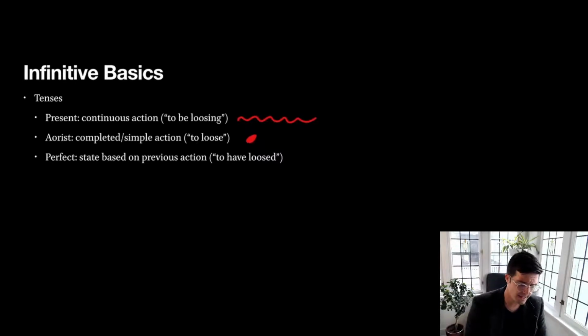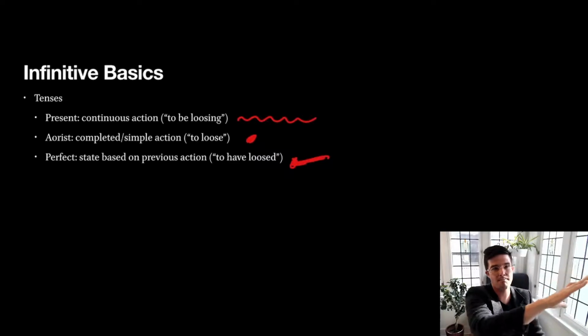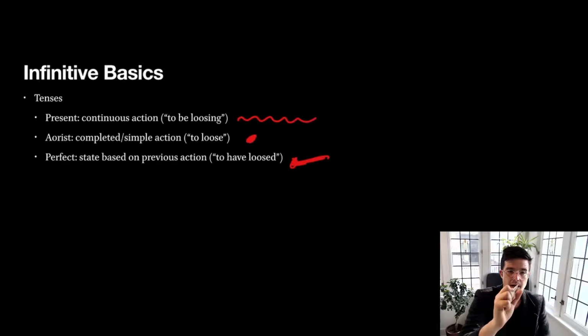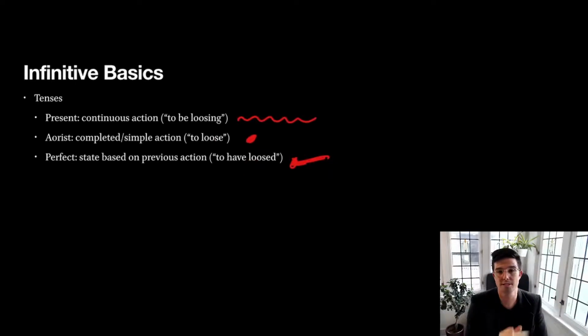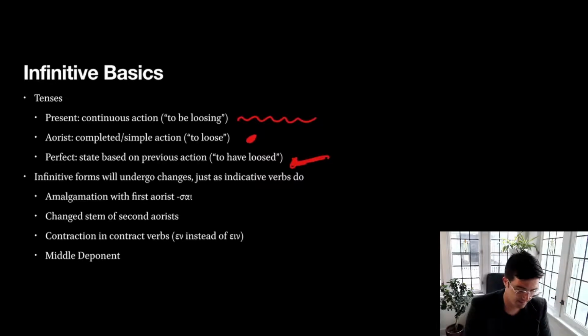And then the perfect tense is a state in the present that is based on action that was completed. So the action happened and then continued to have results. So the state of being, the results, they come from what happened in past time. So all this to say, we're going to have these three different tenses, and normally you're going to translate them something like this: "to be loosing" to get the ongoing nature, "to loose" to get the action as a whole, and then "to have loosed" to get the idea of the action being completed but having continued effects.